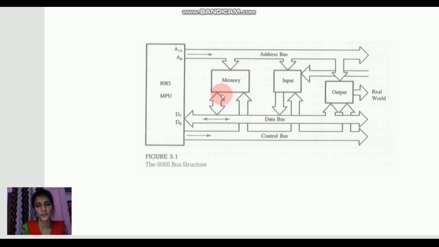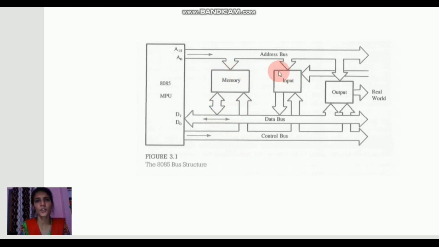Suppose we want to interface a memory chip to the processor. It should receive address for the selection purpose. We can both write and read from it, so it is connected to the data bus in a bidirectional way. It can only receive signals like read, write, etc., so it is connected to the control bus in a unidirectional way.